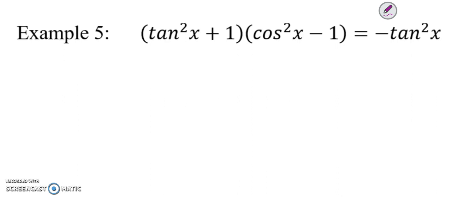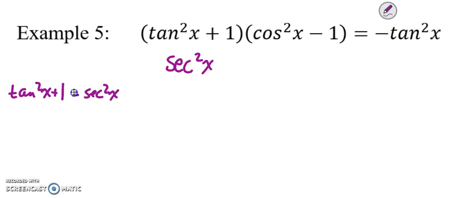So what is that equal to? Tangent squared plus 1. What is it equal to? It's secant, right? Secant squared. So tan squared x plus 1 equals secant squared x. Remember that? Okay. And then the other one, remember our sine squared.